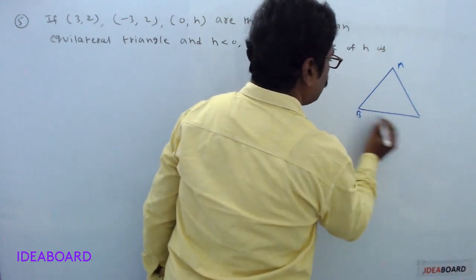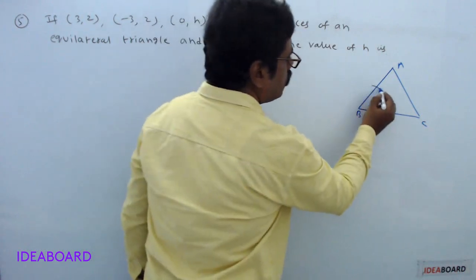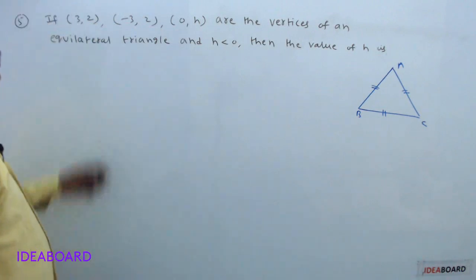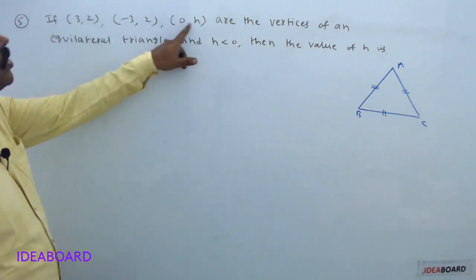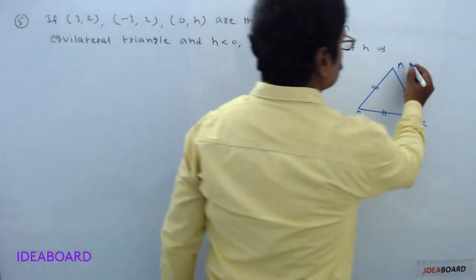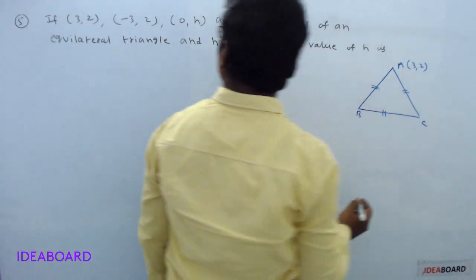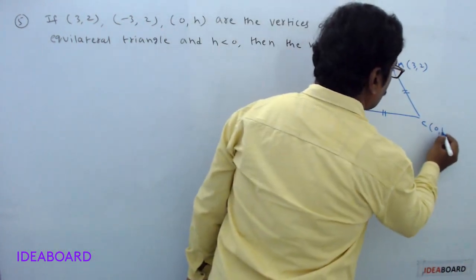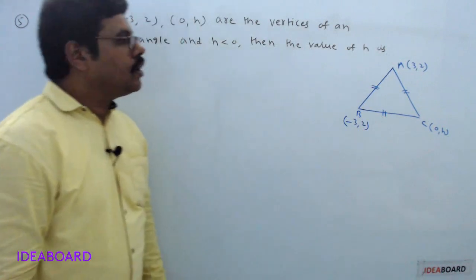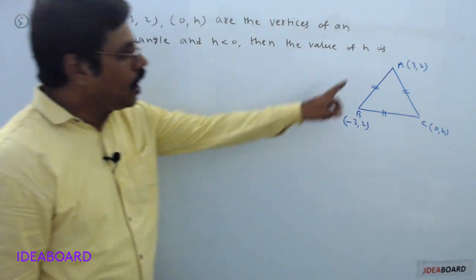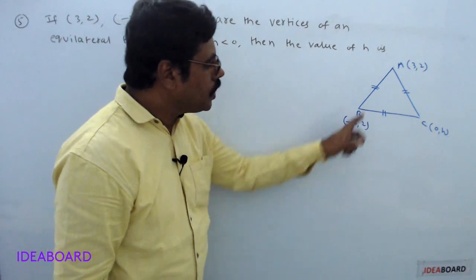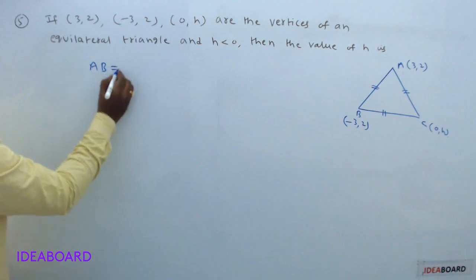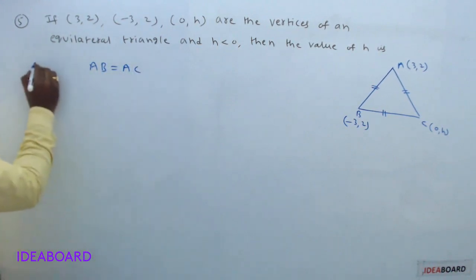So A, B, C. Equilateral triangle means all sides are equal. So here the vertices are given: (3, 2), (-3, 2), (0, h). Suppose A is (3, 2), B is (-3, 2), C is (0, h). Now it is an equilateral triangle, all sides are equal, so you can equate any two sides. So from the diagram, AB equals AC.